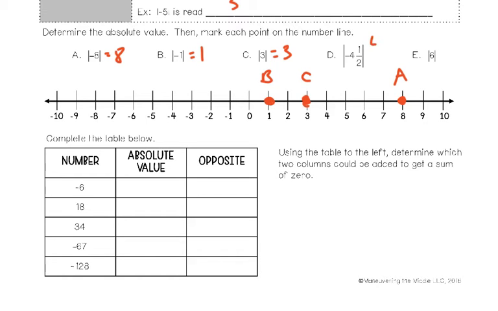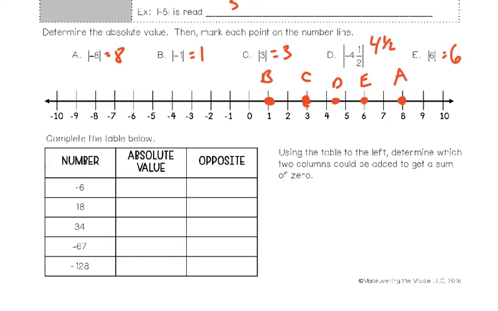That's going to be +4.5. And this might be a little bit trickier, but you're just going between 4 and 5. So 4.5 is between 4 and 5. So that's point D. And then E says 6. Absolute value of 6, that's still just going to be 6. So I'll mark that on my number line. Pretty easy so far, right?